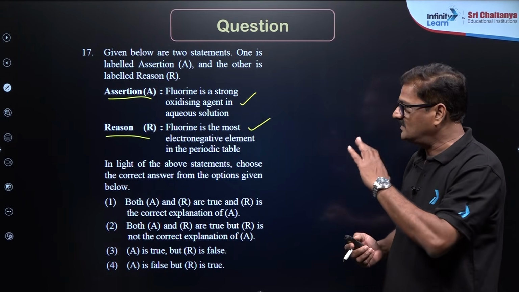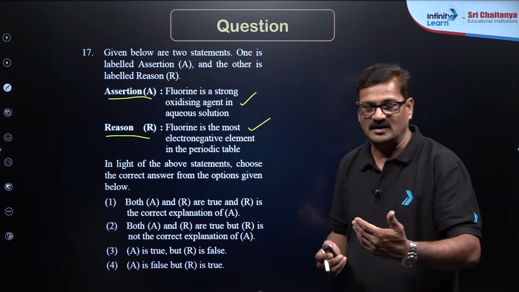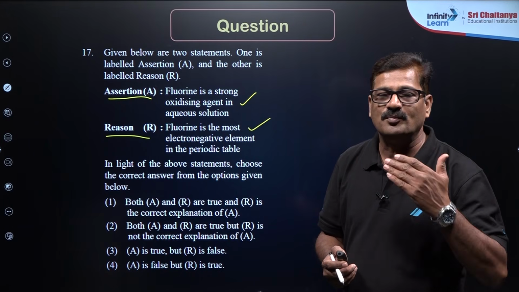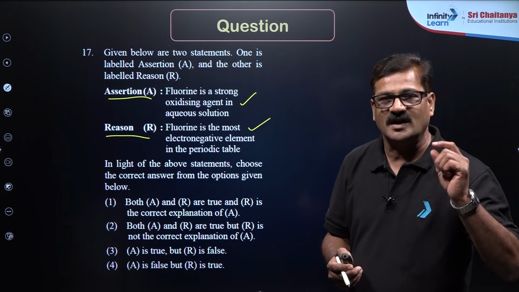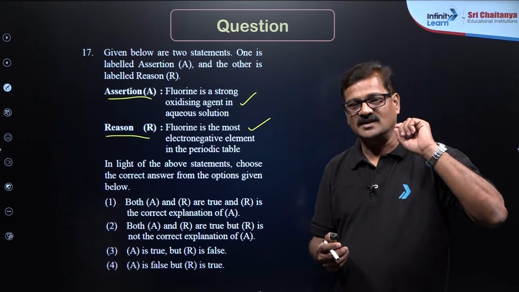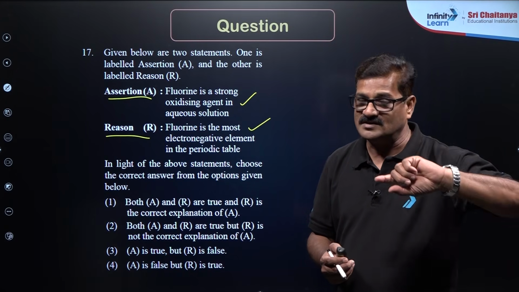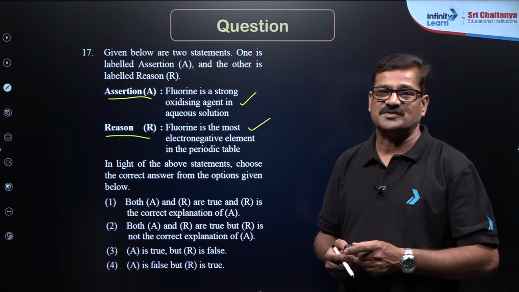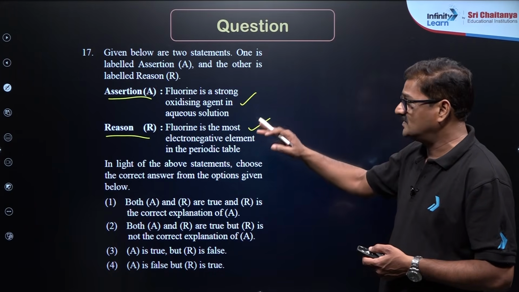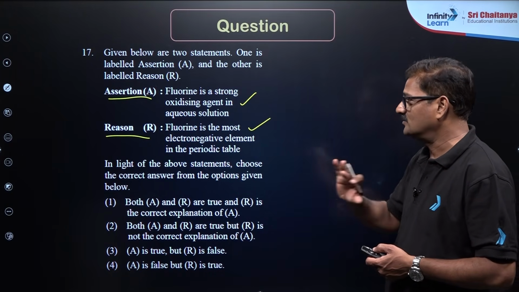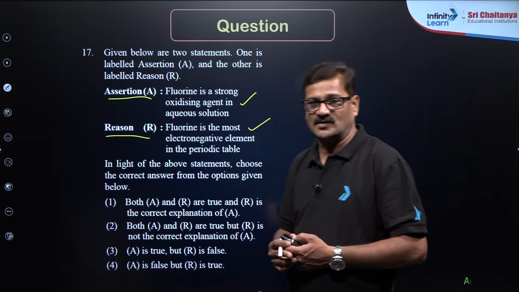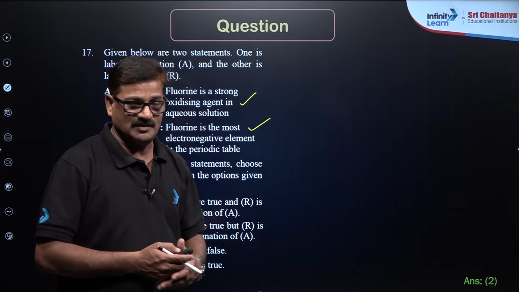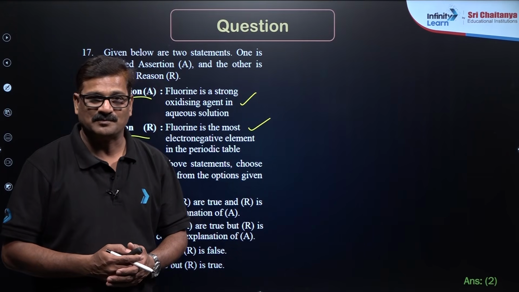The reason for this could be due to low bond dissociation energy and high hydration energy. If that option comes, it can be the correct explanation of the assertion. So, the assertion and reason both are correct, but not the correct explanation. So, for this question, option 2 is the correct answer.